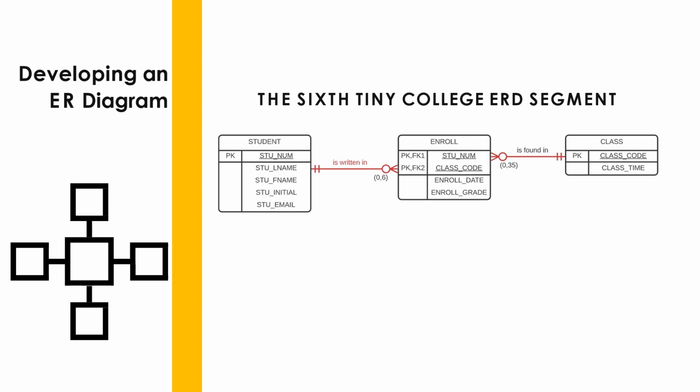And you specify the cardinality on the part where it captures. So it's 0 to 6 because it's optional, and the many part is at most 6. On the other hand, on the other side, 0, 35 meaning it's optional, it can be 0, but if it is not optional, it can have at most 35 instances of enrollment.